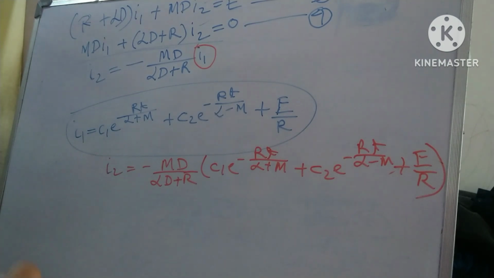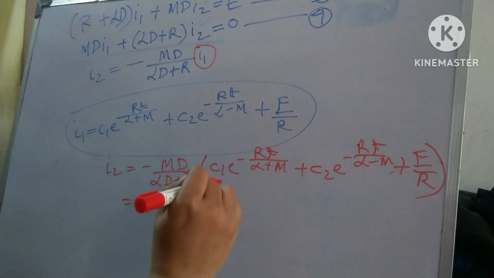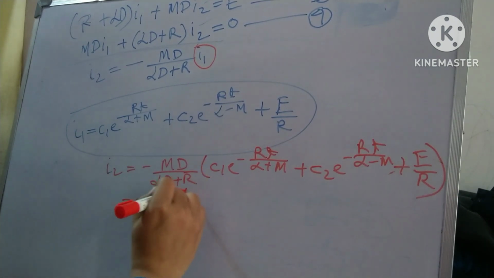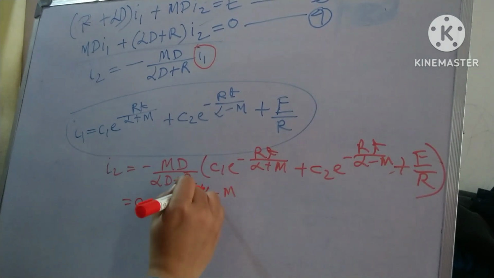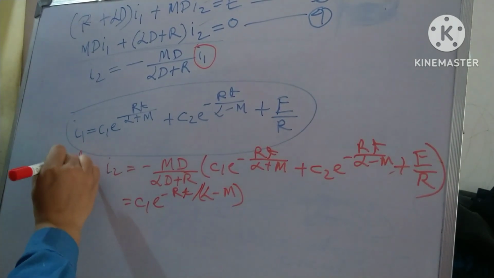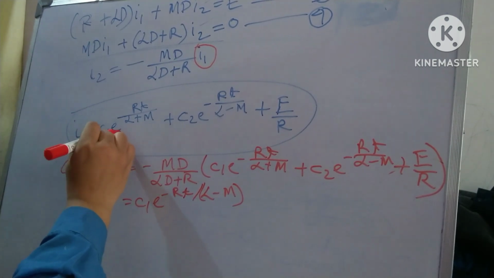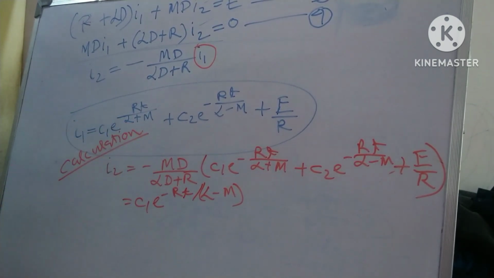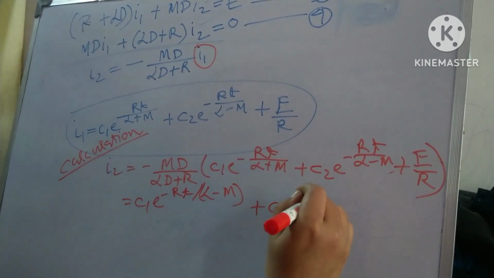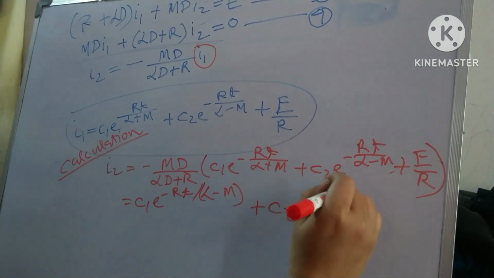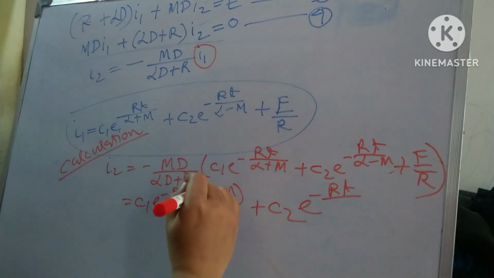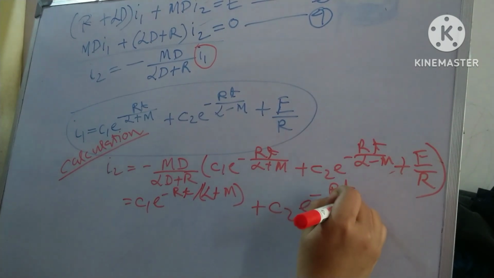So friends, now this is a very large calculation. You will calculate, and after that you can get the values e to the power minus RT divided by L minus M. This calculation is your homework because it is very easy. I don't need to explain so much because time is very short. C2 is equal to e to the power minus RT divided by L minus M.